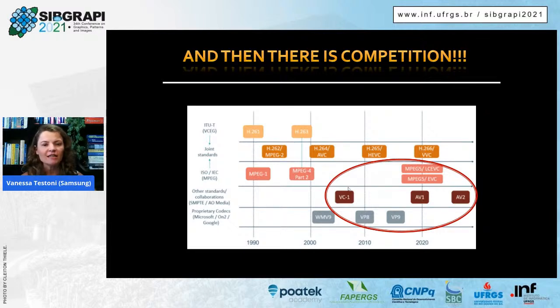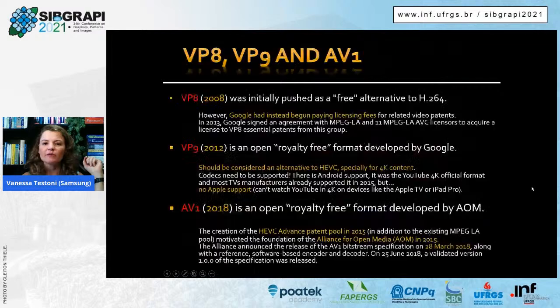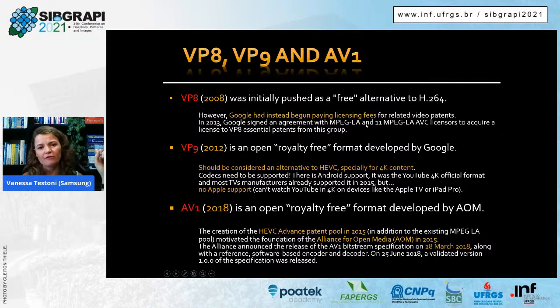So they got together and tried to say, first Google was the first one. They started with VP8 in 2008. They tried to promote it as a free alternative, but actually, as we said before, it's super tough to do a codec from scratch without infringing any patents. And so Google later started to pay license fees to the MPEG LA to be able to promote VP8.